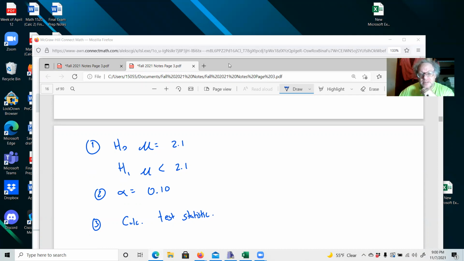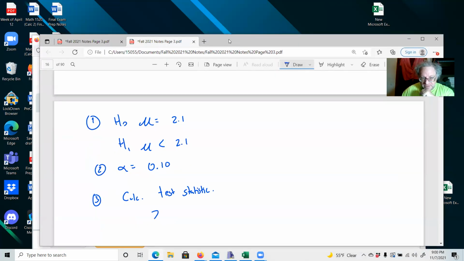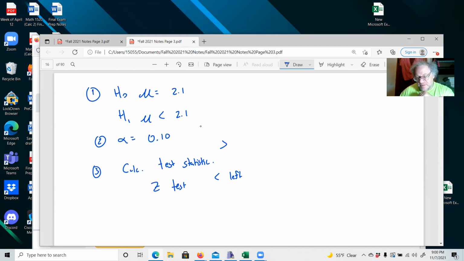Calculate the test statistic. So again, it's going to be a z-test. It's one-sided, it's to the left. Okay. If it's ever this side, if it's like that, then it's going to be to the right. So you might be testing whether or not there's more arsenic in your drinking water.